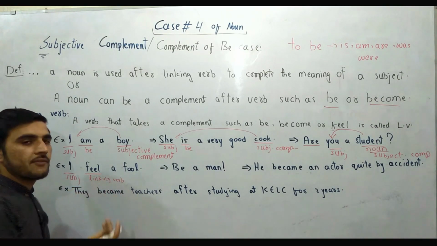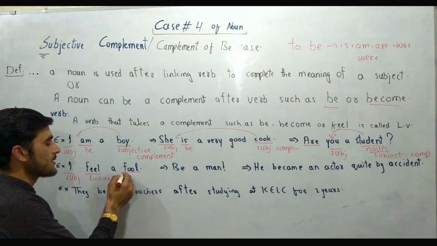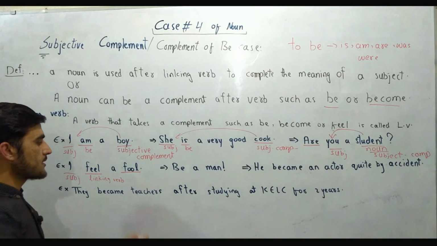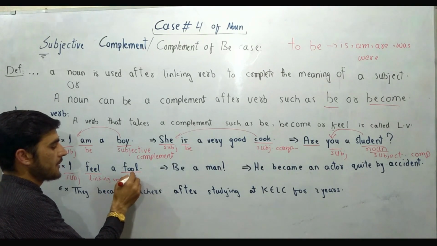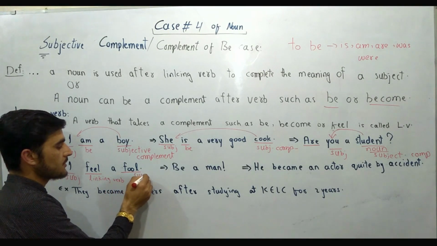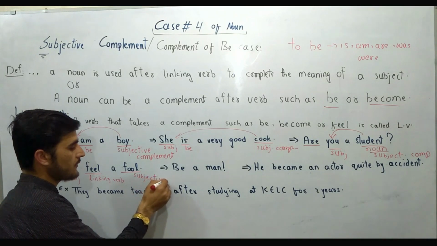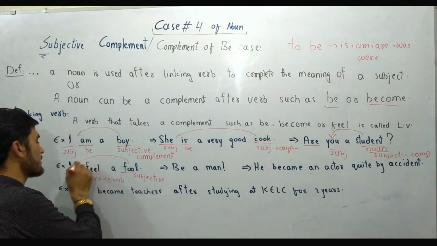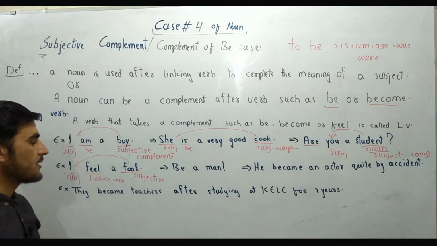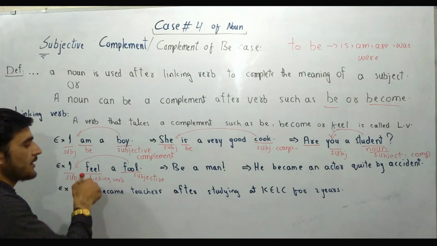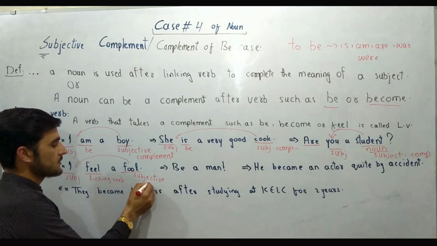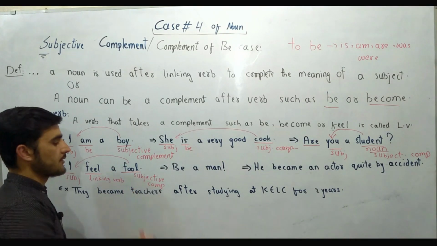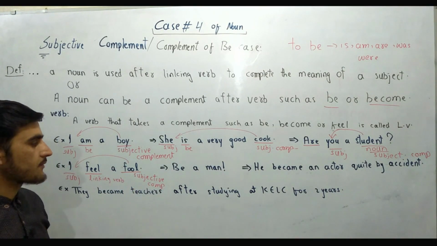I feel what? So it needs a complement, right? The word fool is a noun here and functions as subjective complement because it's used for the sake of meaning completion, right? So I feel a fool. I feel what? I feel a fool. So here it completes the meaning of I feel. That's why we call it subjective complement.